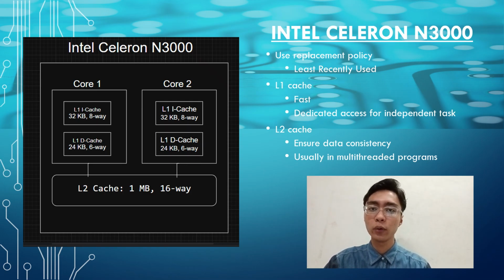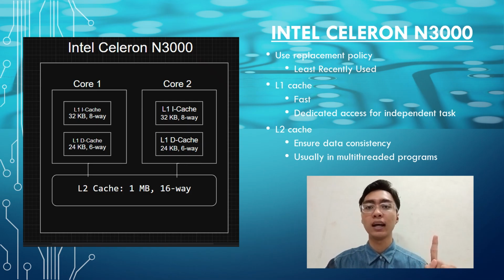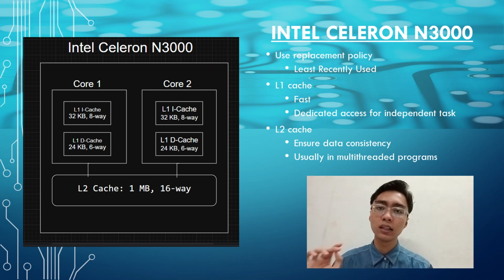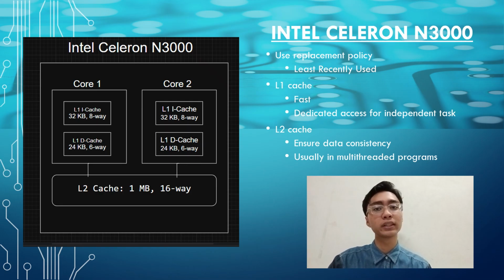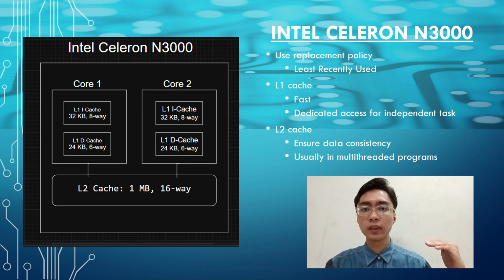Now, why does this matter for a multi-core system? The L1 cache gives each core fast, dedicated access for independent tasks, like running different apps. The shared L2 cache ensures data consistency when both cores work together, like in multi-threaded programs. This setup boosts performance while keeping the power low, critical for the Celeron's low-power design.